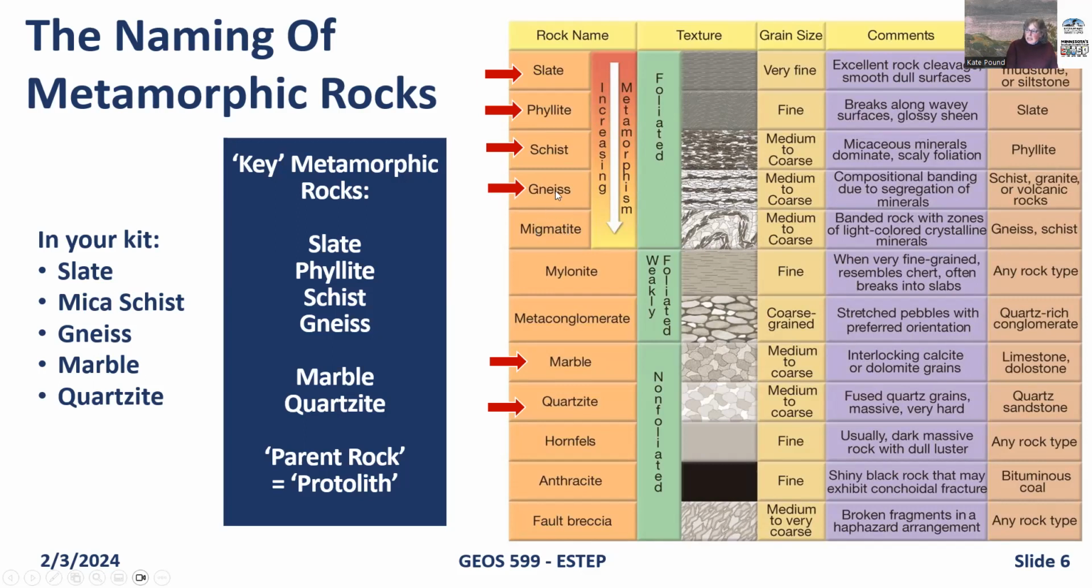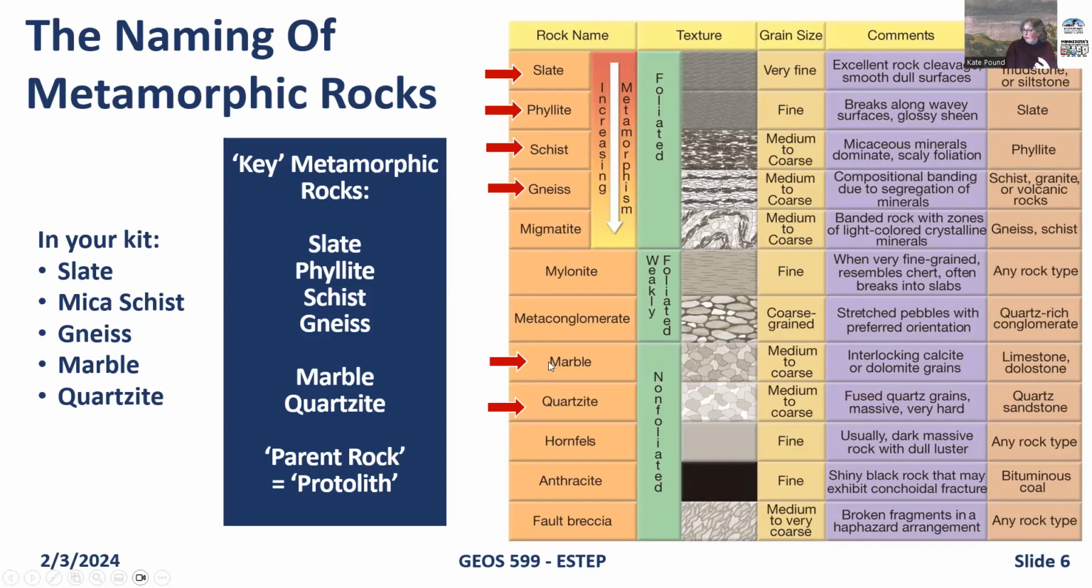Migmatites may be associated with gneisses. That's if the gneiss gets heated up enough to start melting. We aren't going to worry about mylonites or metaconglomerates. We're going to go down here to marble and quartzite. These are really interesting metamorphic rocks because they generally, I'm saying generally, don't have a metamorphic fabric.